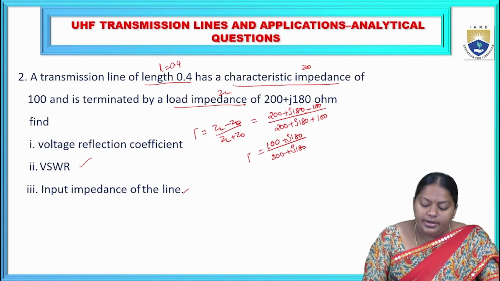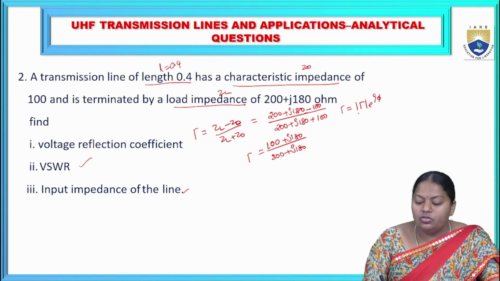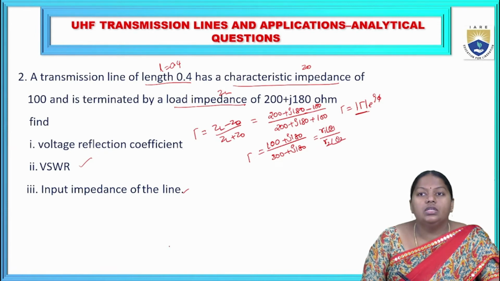Then to find this, gamma can be generally expressed as gamma equal to modulus of gamma into e power j phi. To find the magnitude of this one, we need to convert the complex form, meaning rectangular form, into polar form. By converting this, the numerator can be converted into R1 at an angle of theta 1, and the denominator R2 at an angle of theta 2.